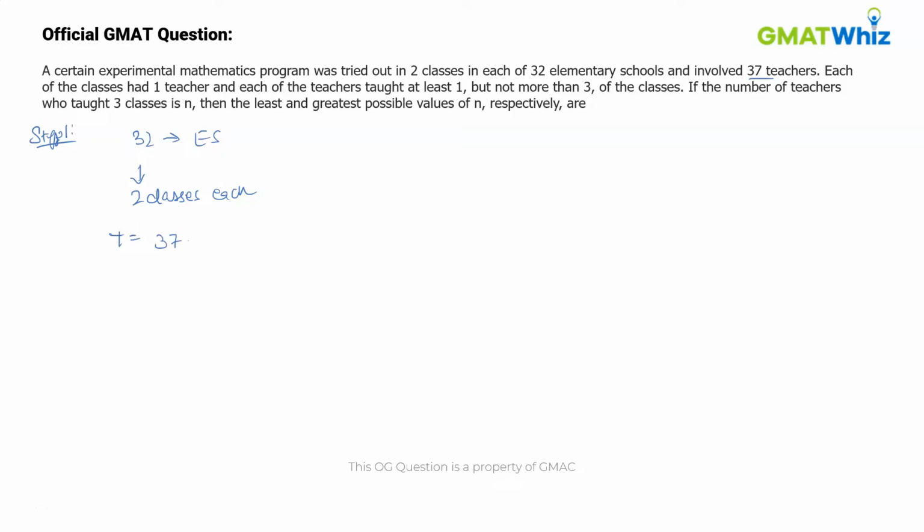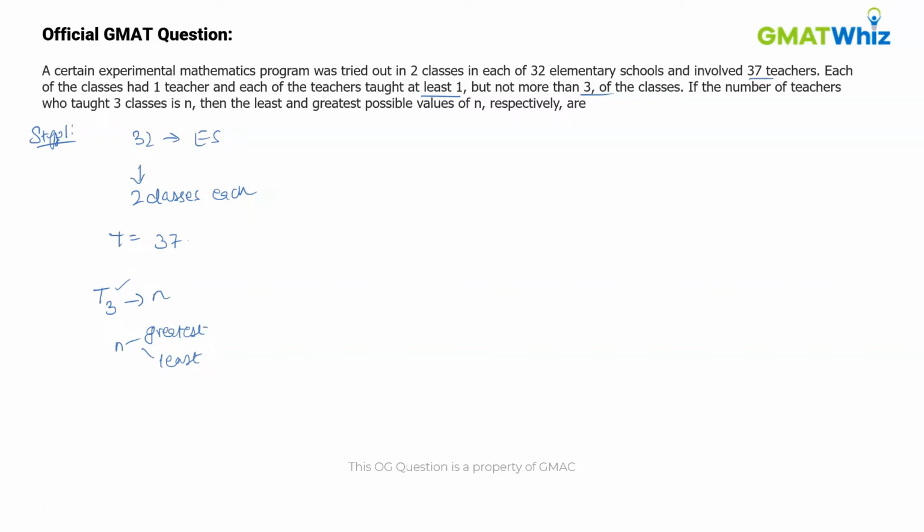Now each of the classes had one teacher and each of the teachers taught at least one. So the minimum number of classes that a teacher can take is 1, and that is a must. But a teacher cannot take more than 3 classes. So if the number of teachers who taught 3 classes, suppose we denote that by T3, is equal to n, then we have to find the greatest and the least possible value of n.